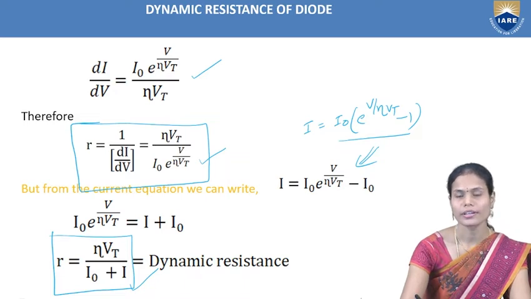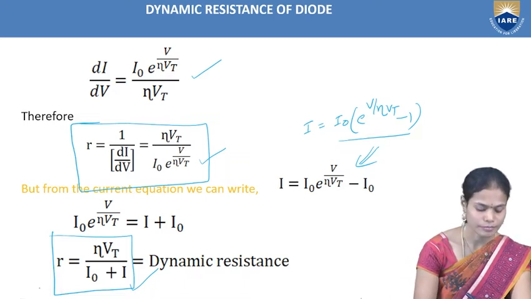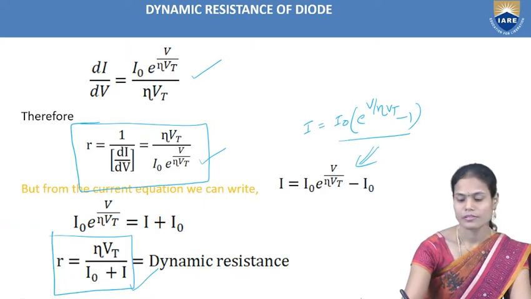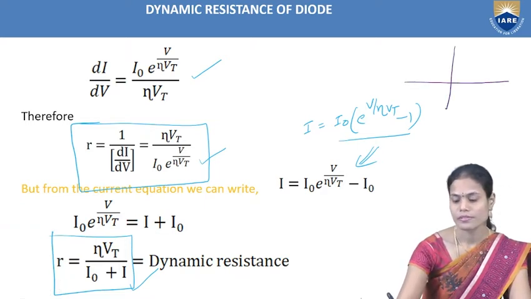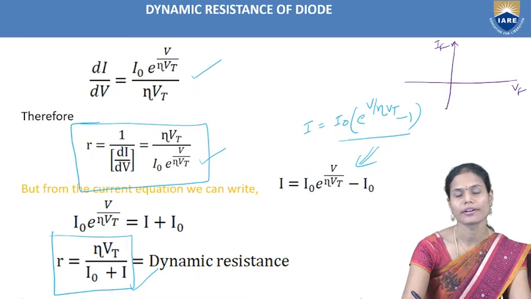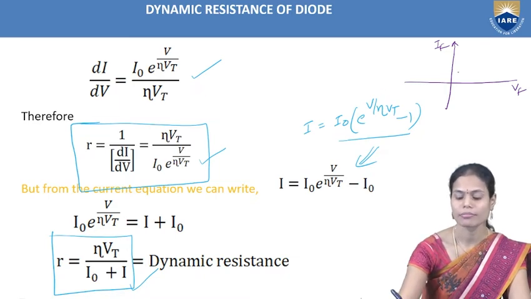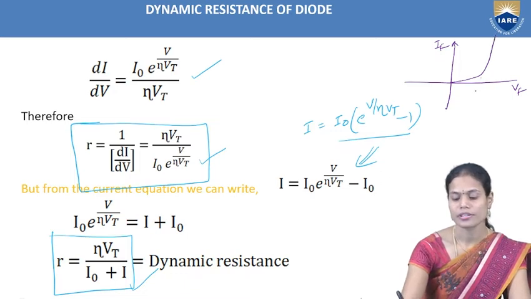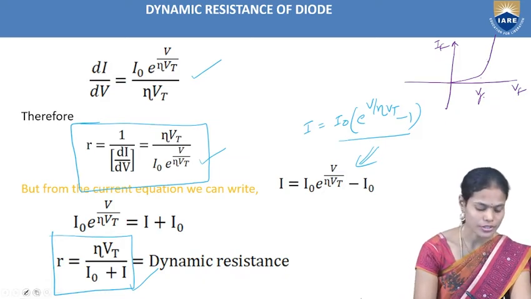So how can we get it from the characteristics? This is the forward voltage and the forward current represented on the graph, so we will get the curve in this way. This indicates the cut-in voltage. After the cut-in voltage, there is a sudden rise of current. In order to calculate this, I am taking 2 points on the curve. Any 2 points we can consider.